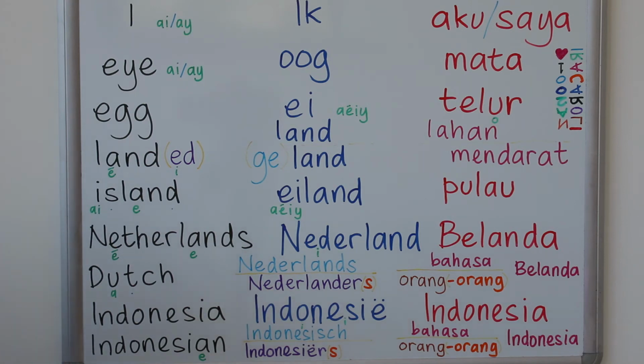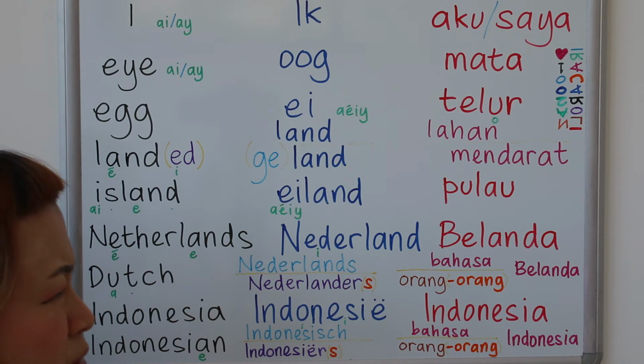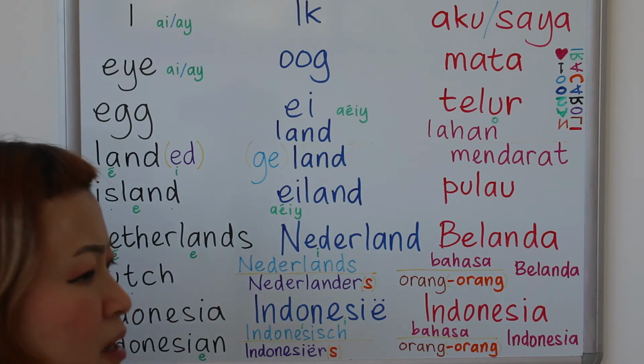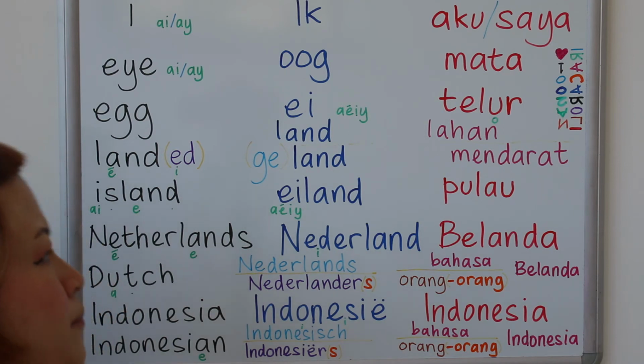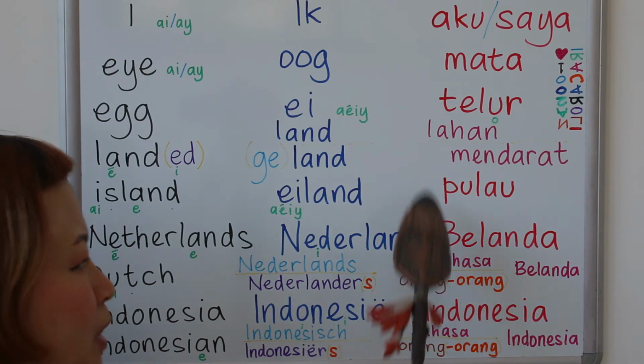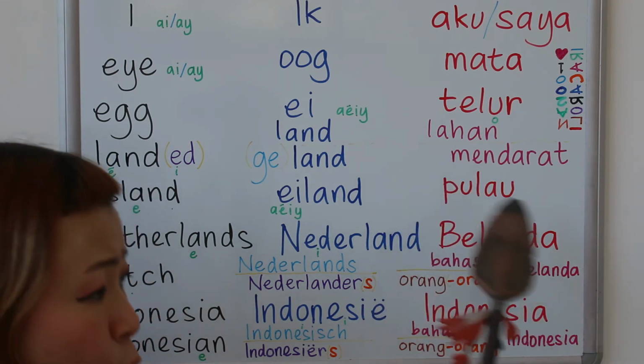And now, island. Remember, Indonesian L, easy, breezy, simple, no need to use lots of tongue muscle. L, la, li, lu, le, lo. Pulau, pulau.